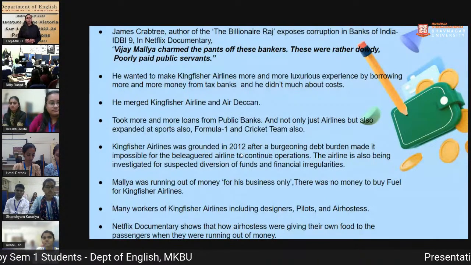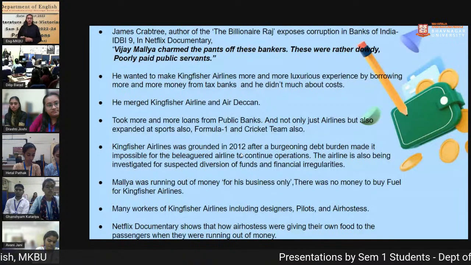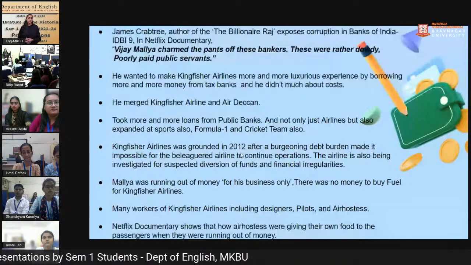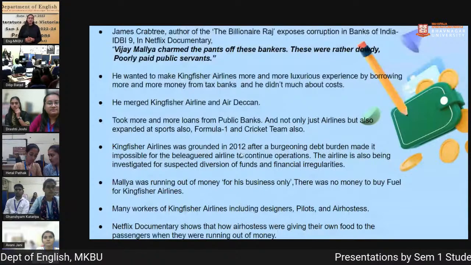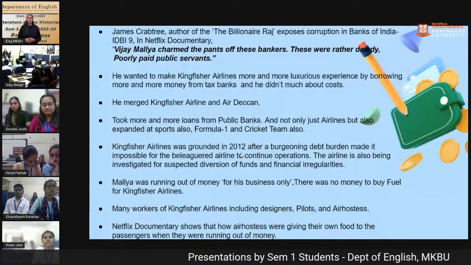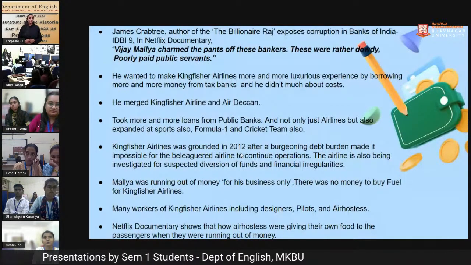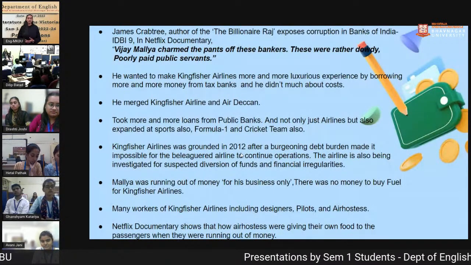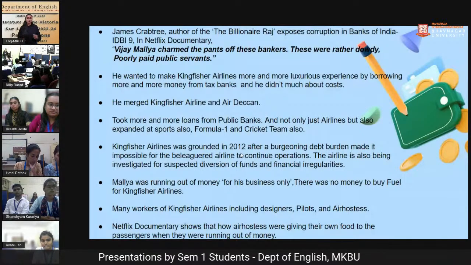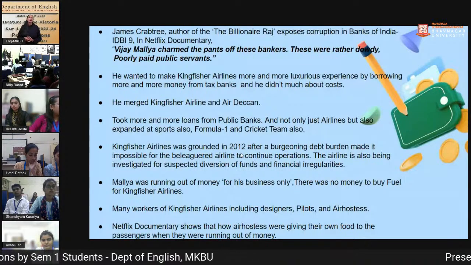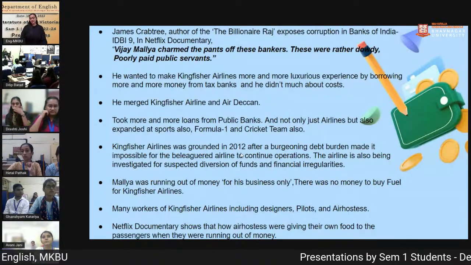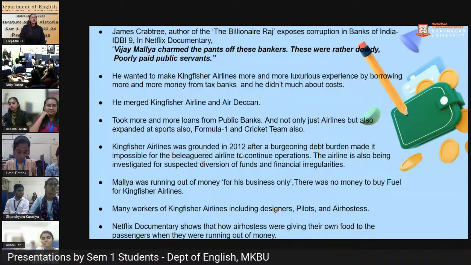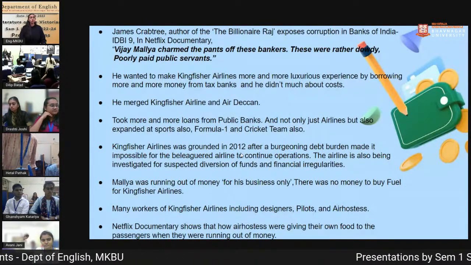Vijay Mallya was running out of money for his business only. We will see in the next slide how he is being celebrated, but he did not have money to pay people. There was no money to buy fuel for Kingfisher Airlines. Many workers of Kingfisher Airlines, including designers, pilots, and air hostesses, were giving their food to the passengers when they were running out of money. We can see that the employees of Kingfisher Airlines were unpaid, and that's why the air hostesses had to give their own food to the passengers.